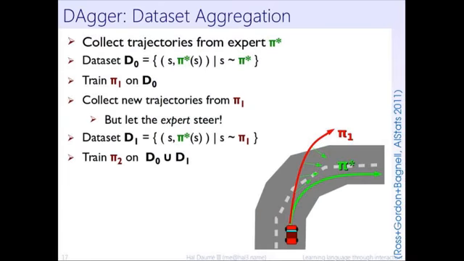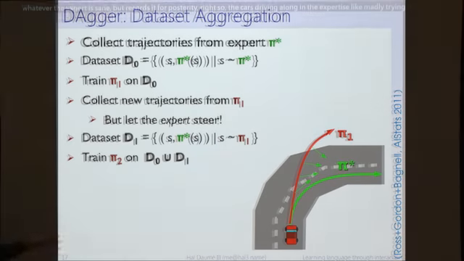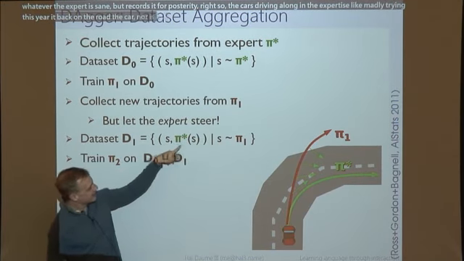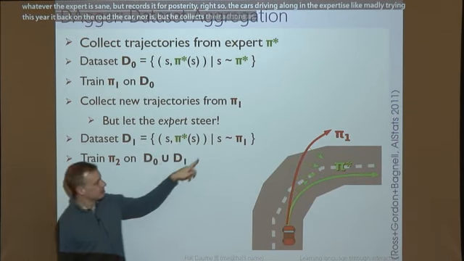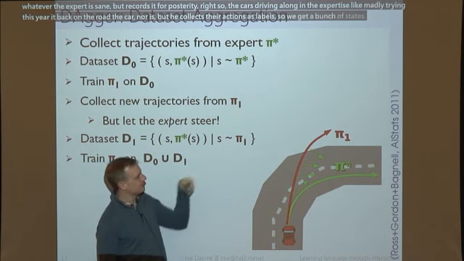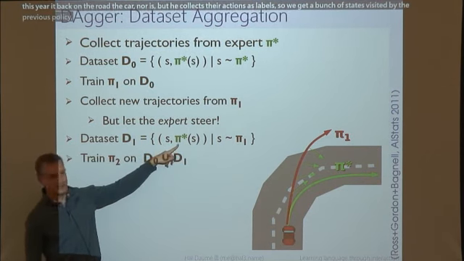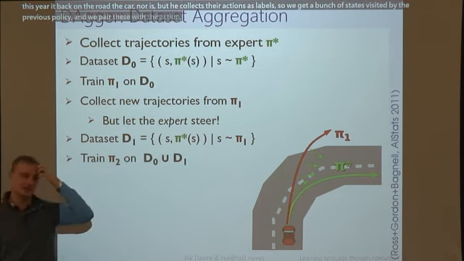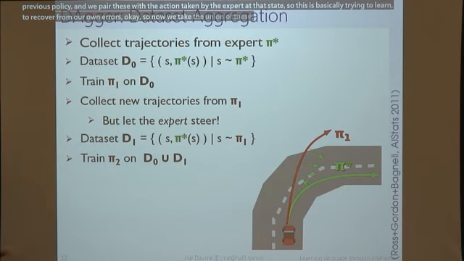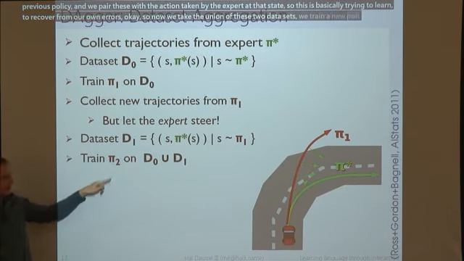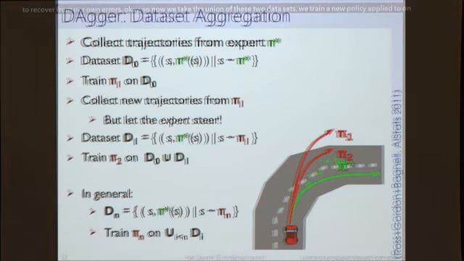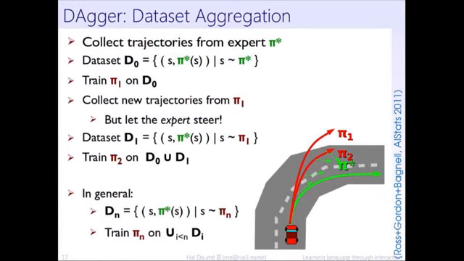The car is driving along and the expert is madly trying to steer it back onto the road. The car ignores them, but it collects their actions as labels. So we get a bunch of states visited by the previous policy, and we pair these with the action taken by the expert at that state. So this is basically trying to learn to recover from our own errors. Okay, so now we take the union of these two data sets, we train a new policy, Pi2, on this, hopefully Pi2 is a little bit better, and then we repeat this process over and over again.